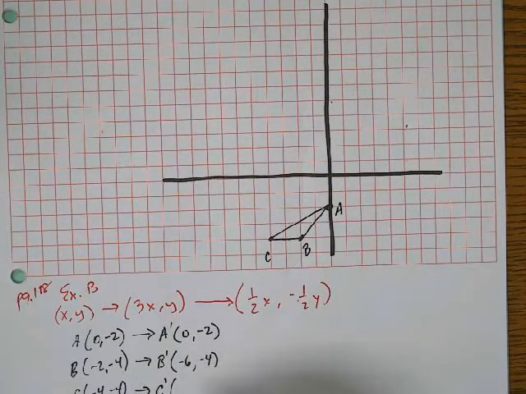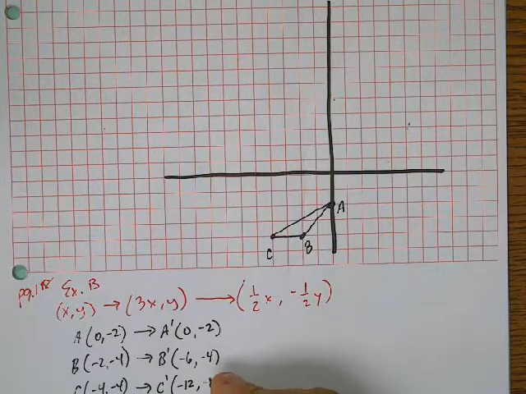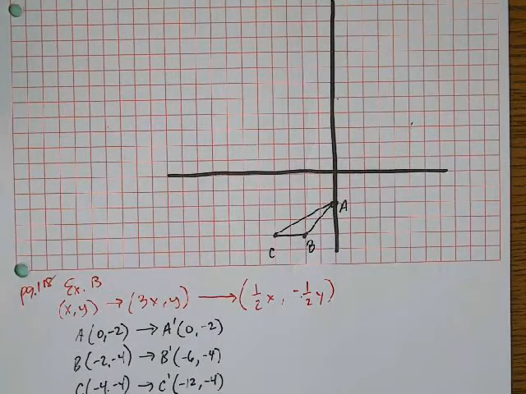Kylie, do you see what I'm doing? -4 times 3, -12. -4 times 1. There's my new ordered pair. Lily, does that make sense? All right, let's graph.